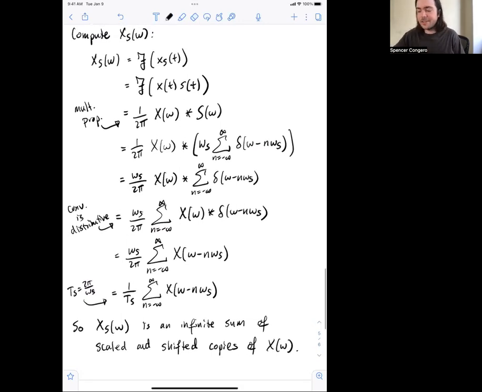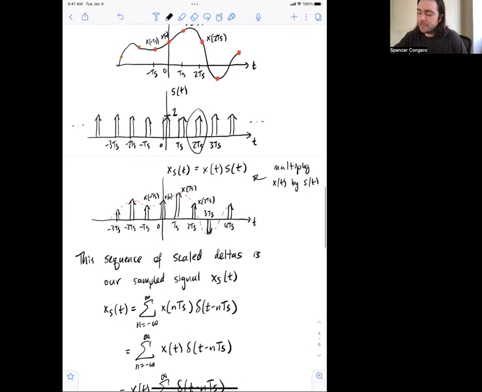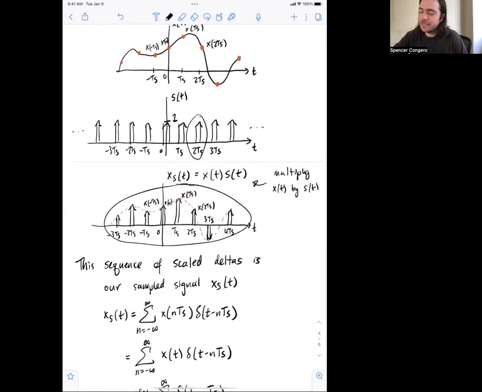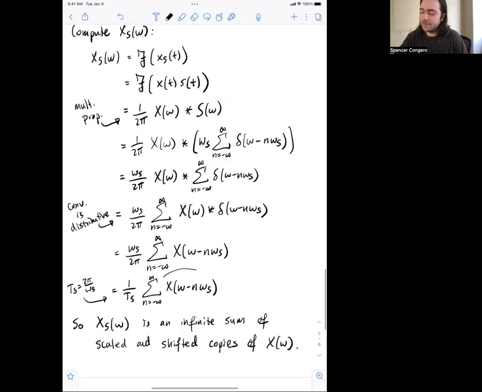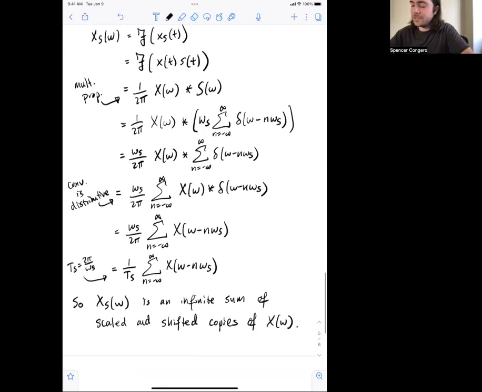Okay, so it's really strange that that happens, that when I sample my function, when I multiply it by this impulse train of deltas, and I just keep around the values of x of t at certain locations, multiplied by delta functions at those locations, what happens in the frequency domain? Well, we actually get a big sum of shifted copies of my x of omega, my original Fourier transform, all scaled by 1 over t sub s. Okay, so let's look at a specific example to see what this looks like visually.